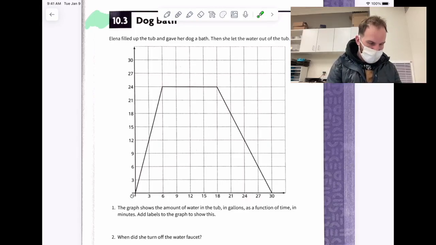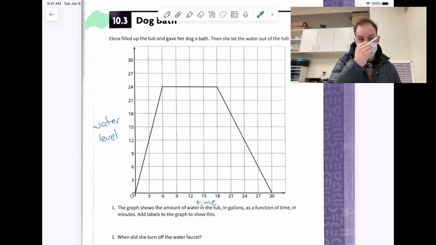Well, we can see that on the graph, right? If we've got water level as a function of time, we can kind of follow the graph. We can say, all right, from 0 to 6 minutes she was filling up the tub at a rate of about 24 gallons every 6 minutes. So, sorry, 6 gallons every 4 minutes. Not bad. That's the slope of that line right there.